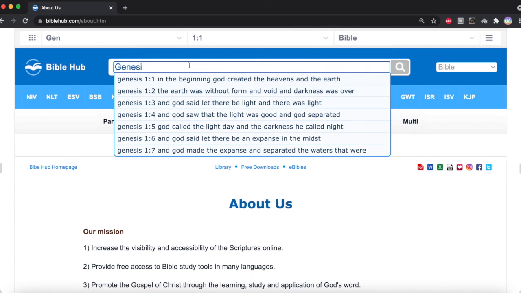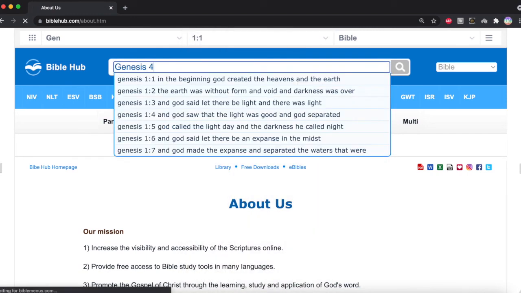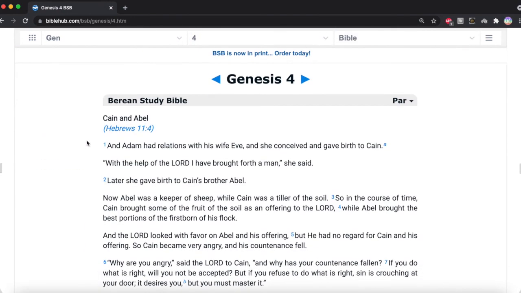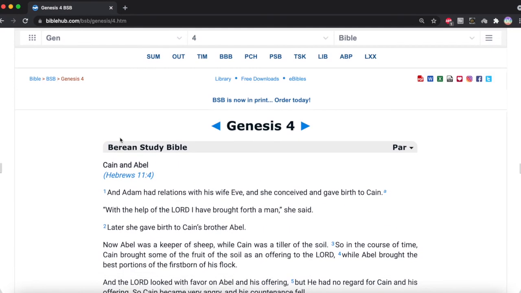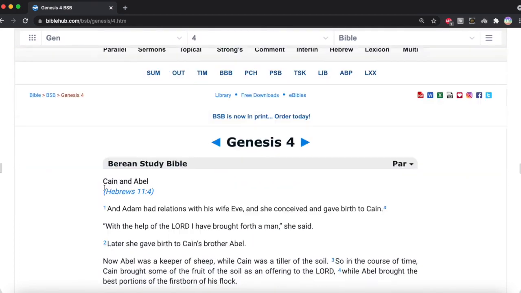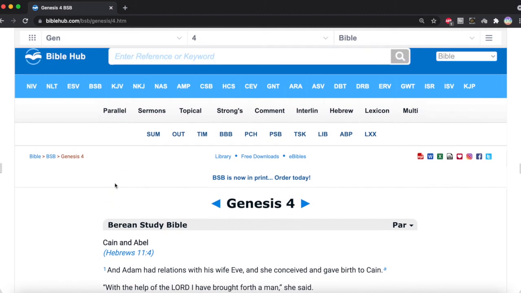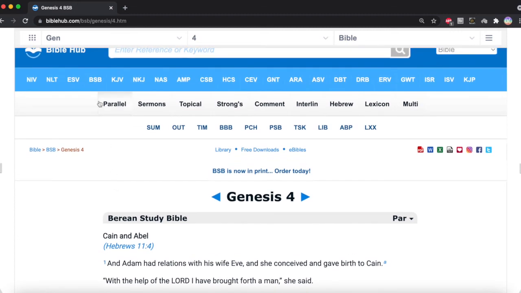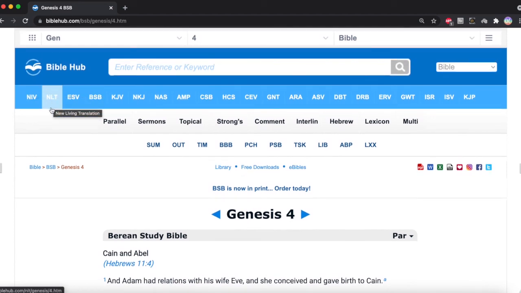When you go to BibleHub.com, you can go to a Bible passage, and I've decided for this that I'm going to go with Genesis 4. So the story of Cain and Abel is what I'm going to use today as our example passage. And it immediately opens me to the Berean Study Bible. I don't really know anything about the Berean Study Bible, but if you have a Bible version that you prefer, you've got them up here.